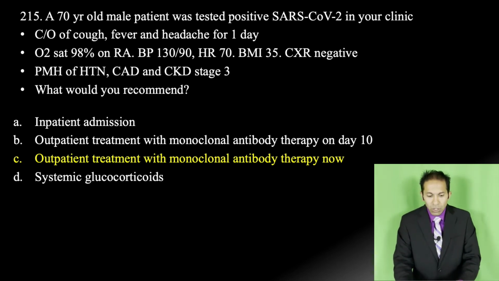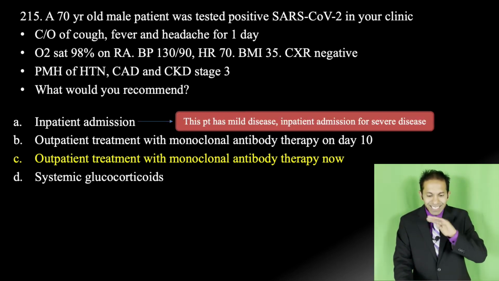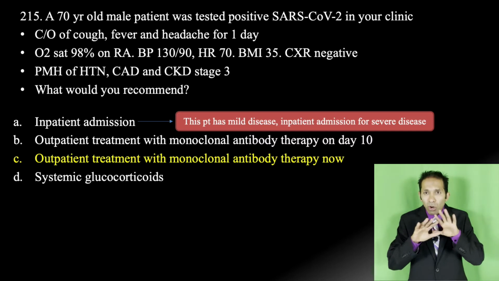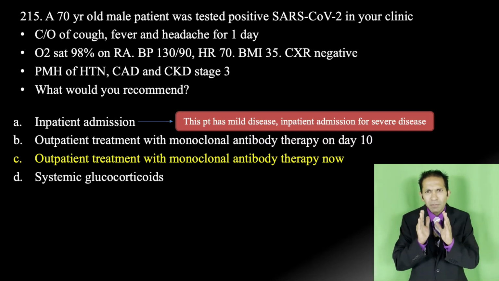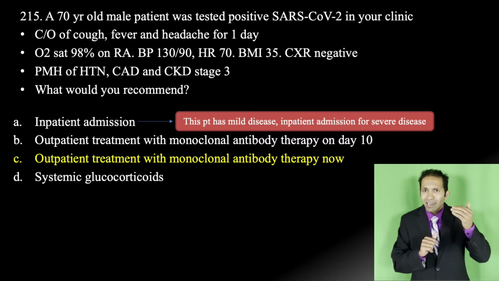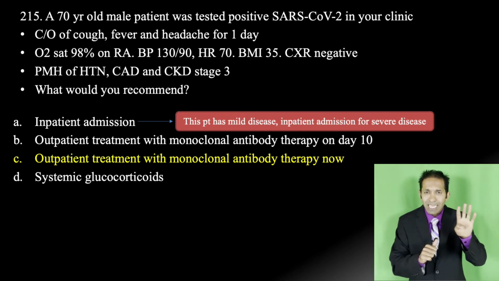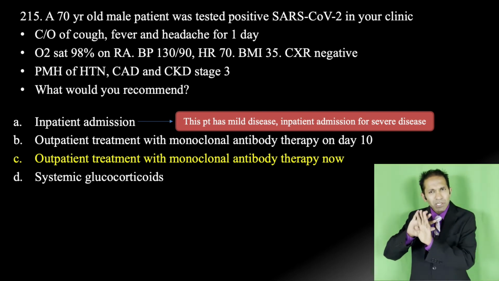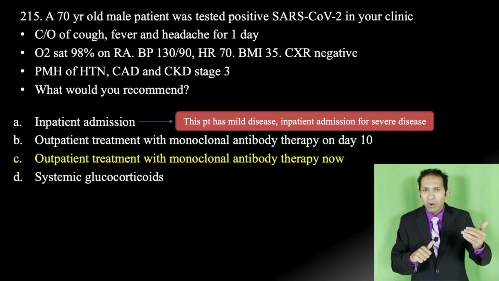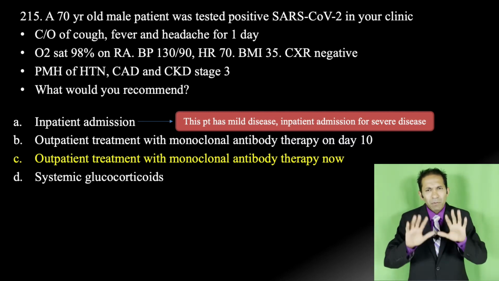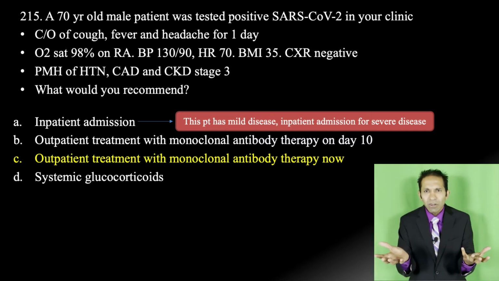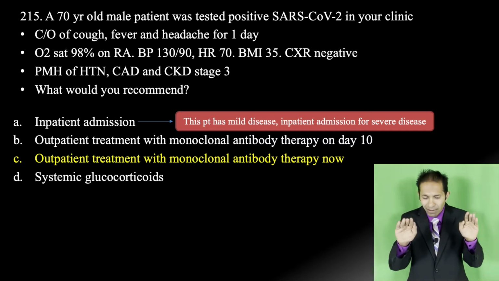Let's talk about that. So option A, inpatient admission, is incorrect. This patient has mild disease. Patients who have mild disease do not need inpatient admission. The criteria for inpatient admission is either patients who have the fourth category of illness as per NIH guidelines, who are hypoxic, who have bilateral infiltrates, who are tachypneic, they need inpatient admission right away. Or patients who have moderate illness with significant risk factors. For patients who have mild disease who are immunocompetent, and our patient is immunocompetent, he does not need inpatient admission. So option A is incorrect.